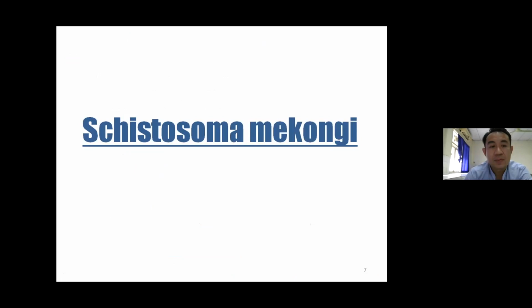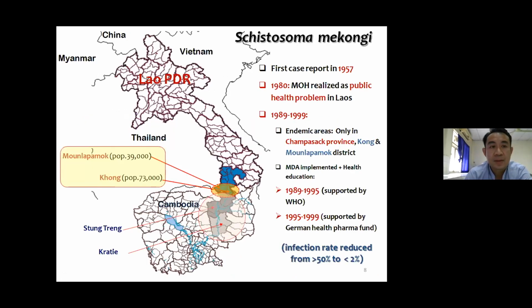So the next slide is for Schistosoma mekongi. This shows you the history of Schistosoma mekongi in Laos, where the first case was reported in 1957. After that, in 1968, the Lao government realized that Schistosoma mekongi is a public health problem in Laos. So we conducted many surveys, and also performed MDA implemented with health education, supported by WHO and the government health fund. In that period of time, the infection rate reduced from 50% to under 2%.